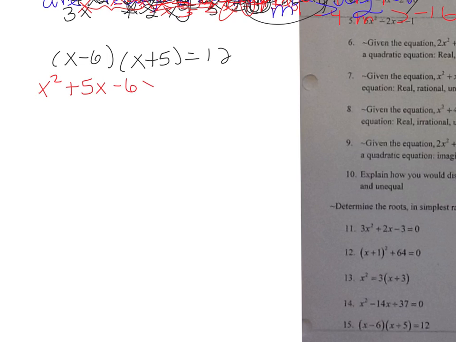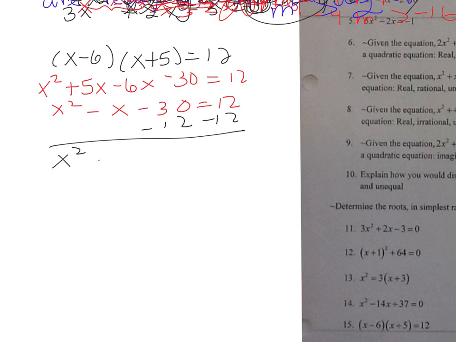15 is x minus 6 times x plus 5 is equal to 12. You are going to have to double distribute. So x times x is x squared. x times 5 is 5x. Negative 6 times x, negative 6x. Negative 6 times 5 is negative 30 equals 12. So this is x squared minus x minus 30 is equal to 12. Minus 12 to get it to equal 0. x squared minus x minus 42 is equal to 0.